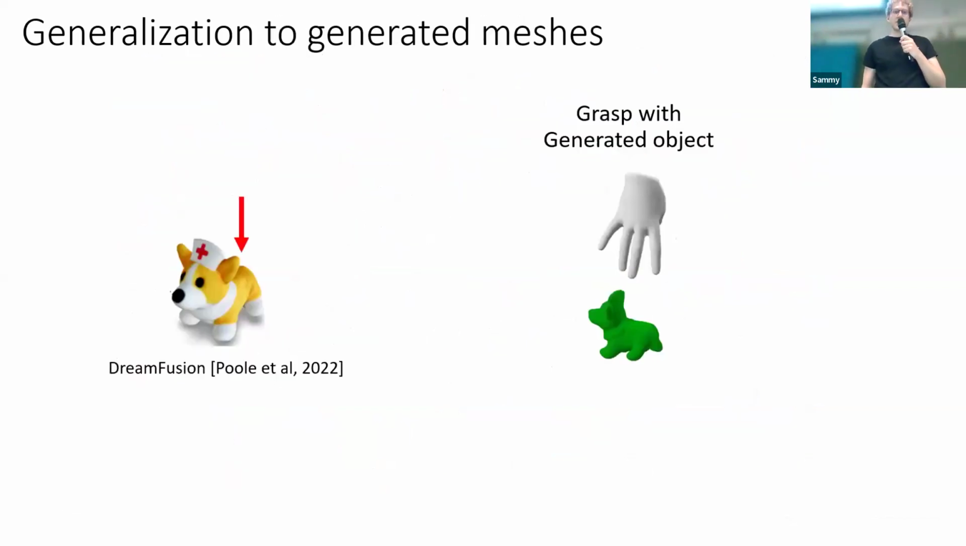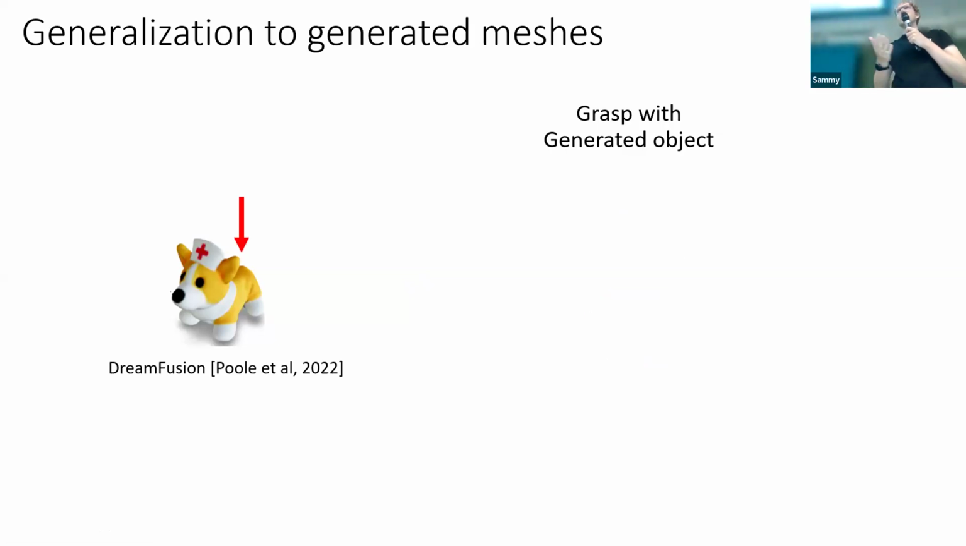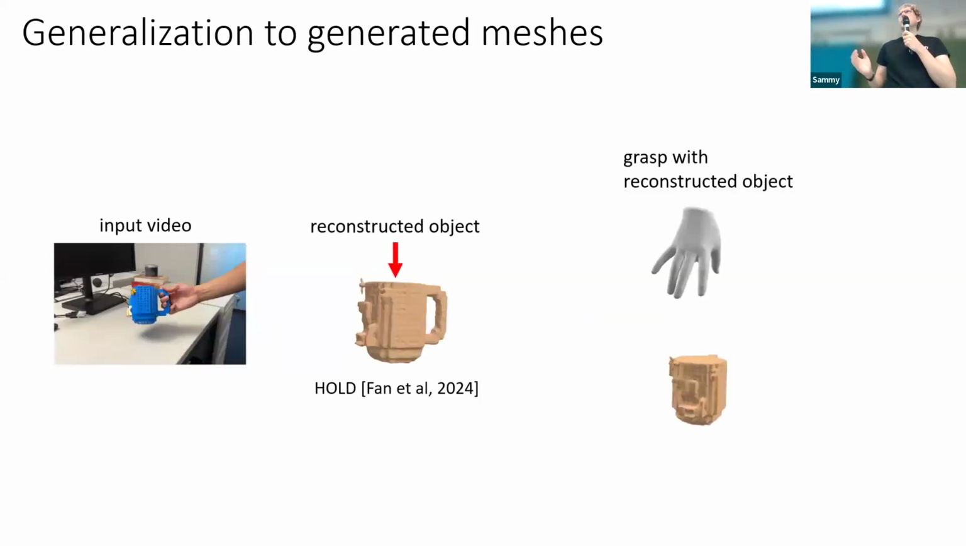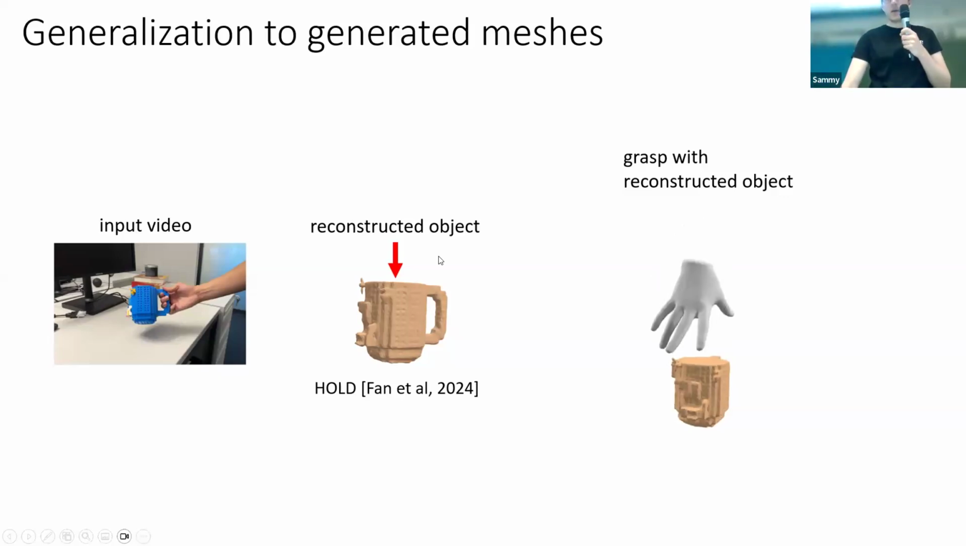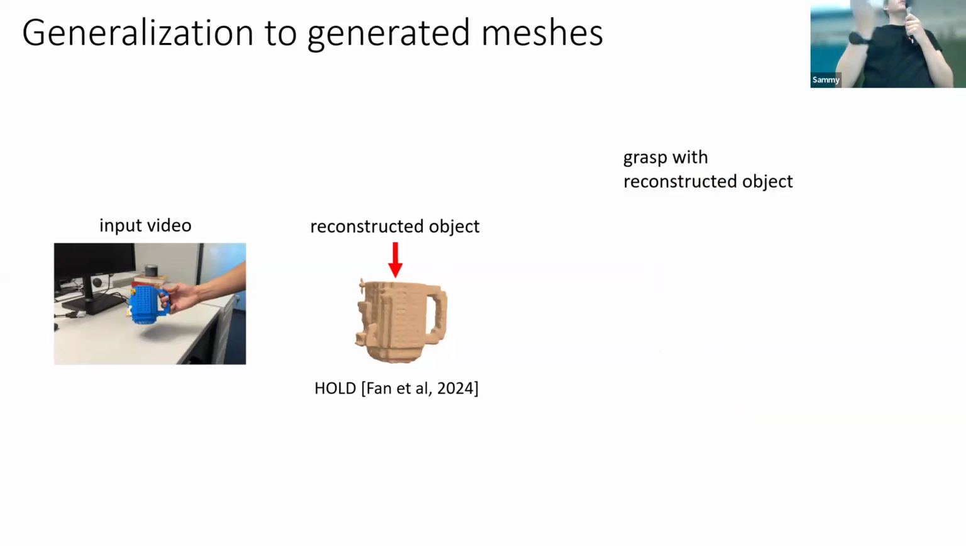We also show some use cases. So we took 3D Fusion to generate an object mesh. We can then define some objective like grasping from the top. And then we just feed it into our policy at inference time, and it can generate you a grasp. Similarly, we took a method that can take an input video and reconstruct an object mesh from that video. Then we feed it into a policy together with an objective. And you can see our policy generates a grasp that is feasible and doesn't drop the object.